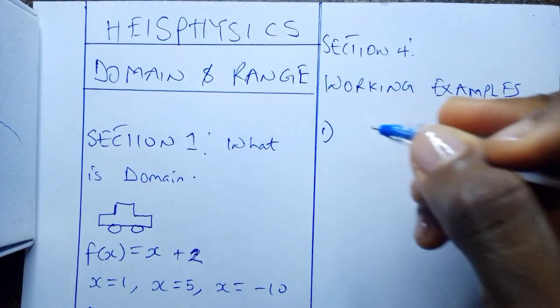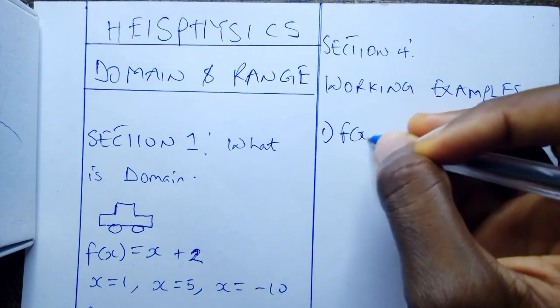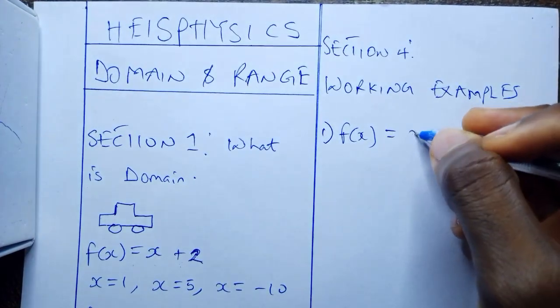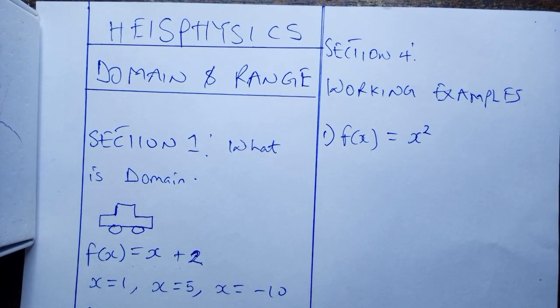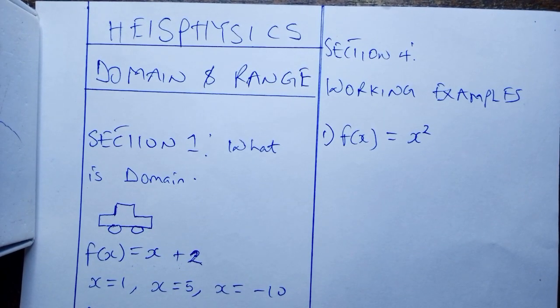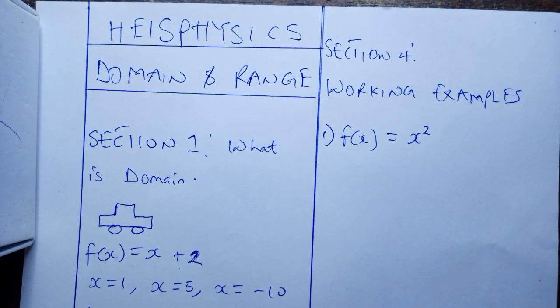Example 1. Consider a function f of x equals x squared. Find the domain and range. Domain is what? The input. While range is what? The output. That's the first thing that comes to your head.